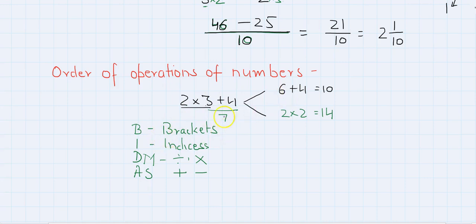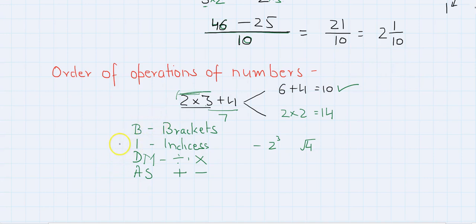If the brackets are there, then if there are indices in the form of 2 to the power 3 or root 4, these are the indices. Then we have to multiply and divide. We don't add first; either we multiply and divide. So in this, first we will multiply this, so this answer is the correct answer.